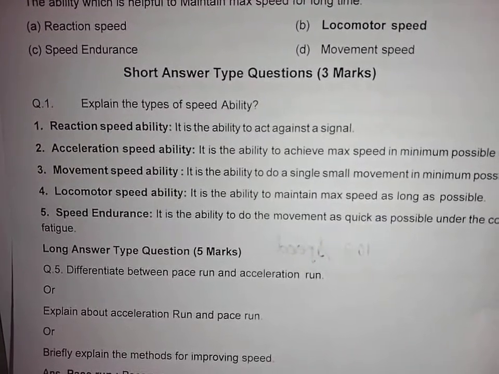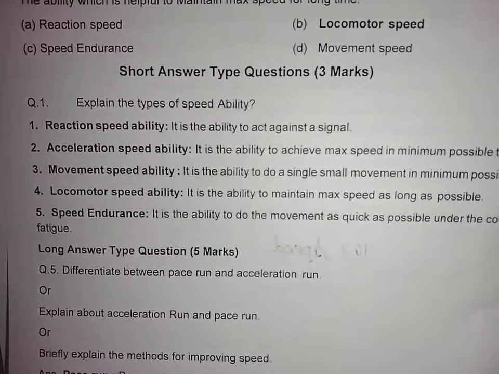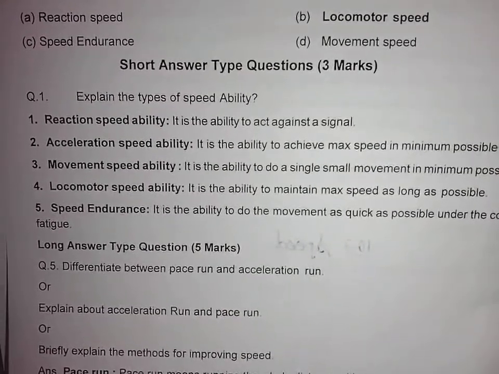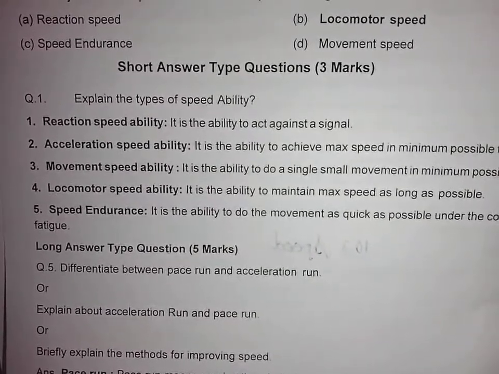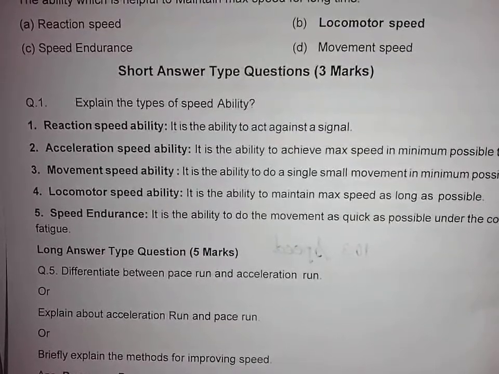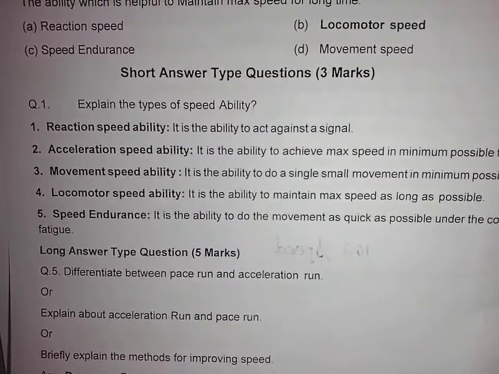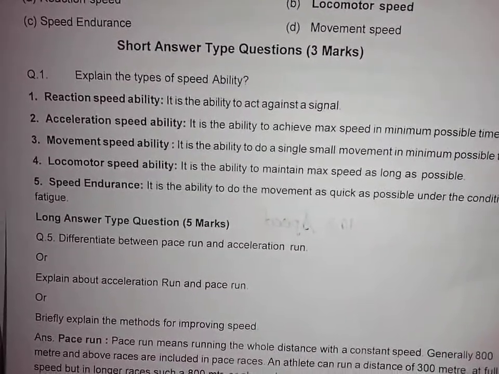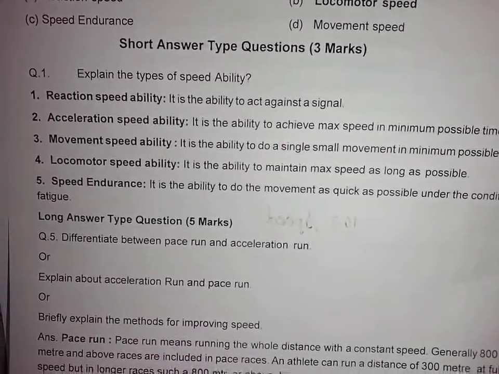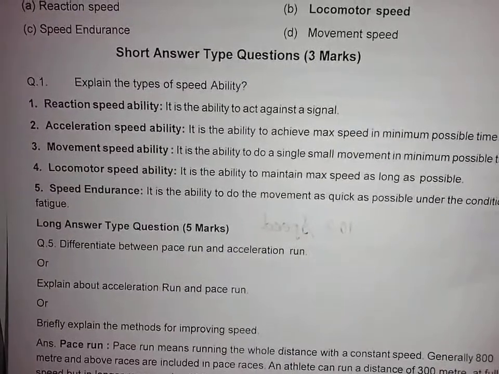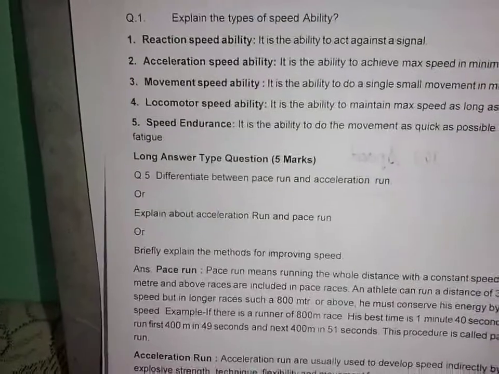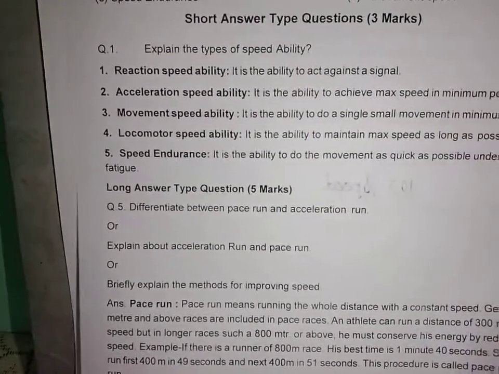Movement speed ability is the ability to do a single small movement in minimum possible time. Locomotor speed ability is the ability to maintain maximum speed as long as possible. Speed endurance is the ability to do the movement as quickly as possible under the condition of fatigue. So these are the types of speed ability.